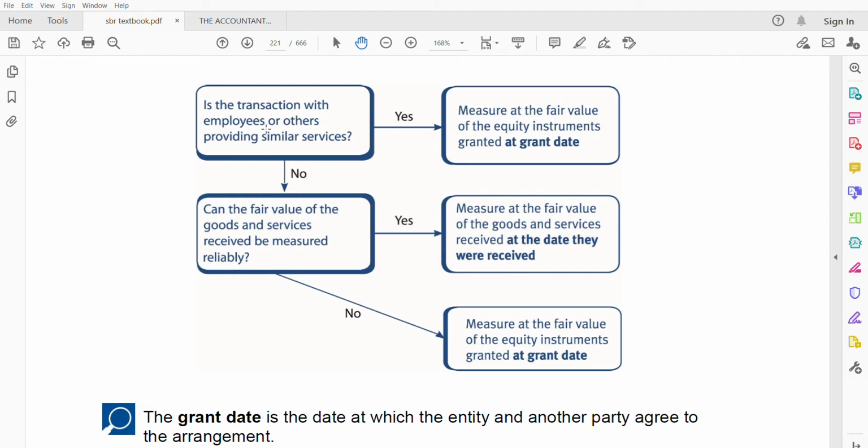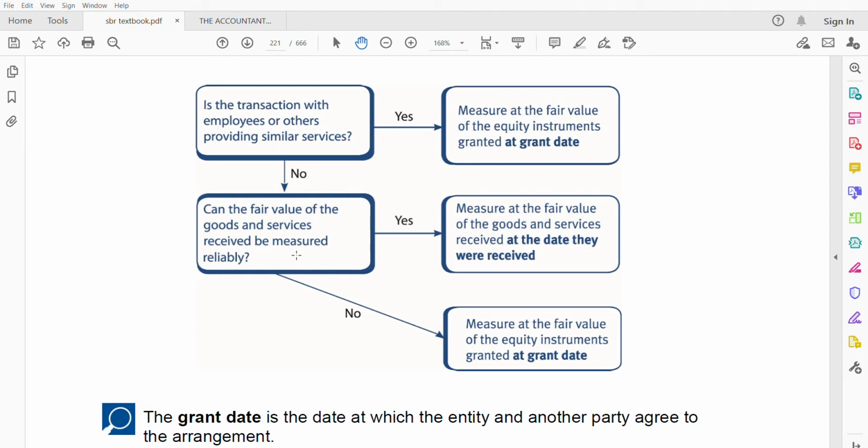We don't have an active market for this to see, okay, this is a fair value. Because this does not normally happen in all organizations that they give shares or share options. Only very large organizations are willing to do this. So you are asking, is there anyone who is giving similar services to the employees? If it's no, can the fair value of the goods and services received be measured reliably?